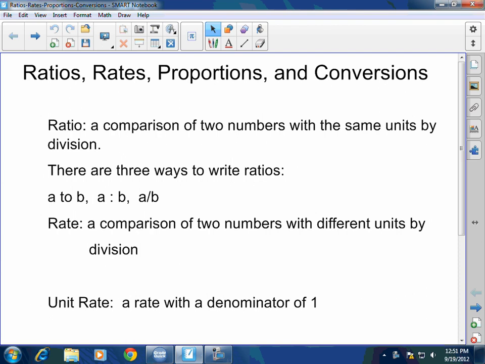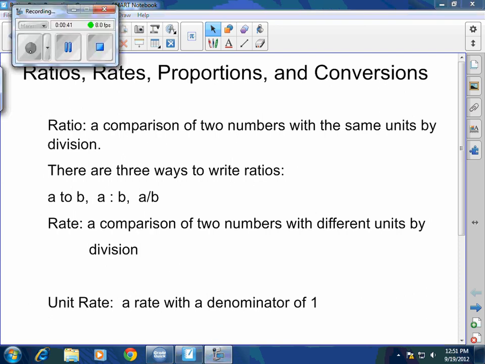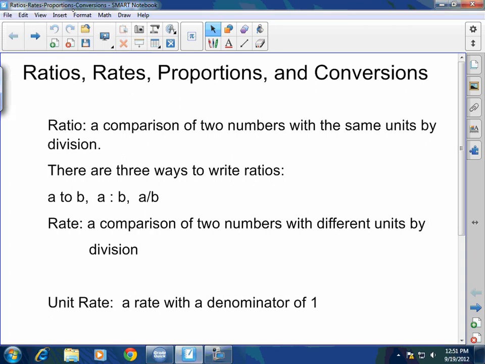Let's talk about, first of all, in this rates, ratios, and proportion conversions, let's talk about what a ratio is. A ratio is a comparison of two numbers with the same units by division. Sorry about that little interruption there for a second. So a ratio is a comparison of two numbers with the same units by division.